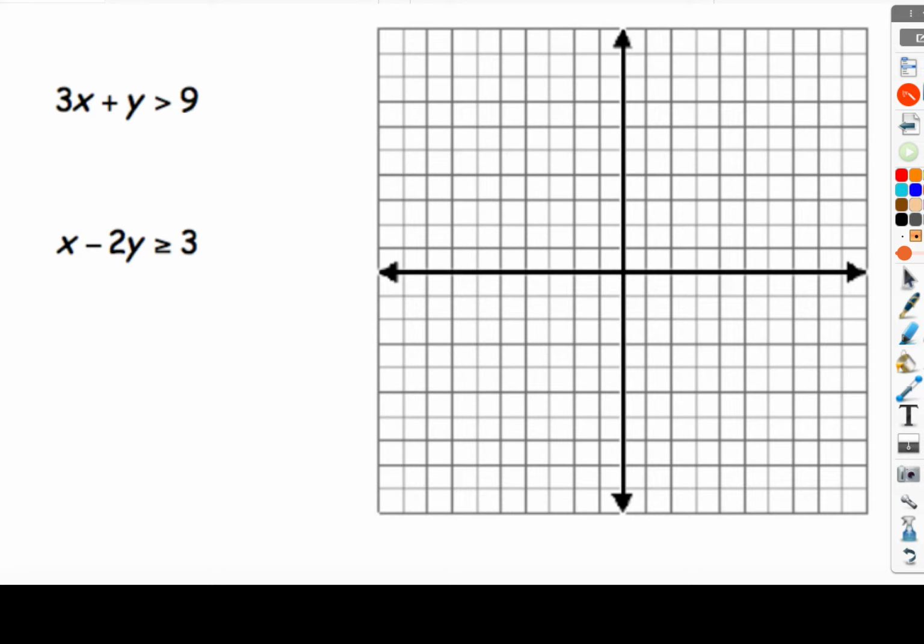All right, let's go ahead and we'll try this out. Again, the first thing I'm going to do is solve for y. I'm going to subtract 3x over from this side to that side. So we basically become y is greater than negative 3x plus 9. I'm going to go up to 9 and a slope of negative 3, going down 3, right 1, down 3, right 1 the whole time.